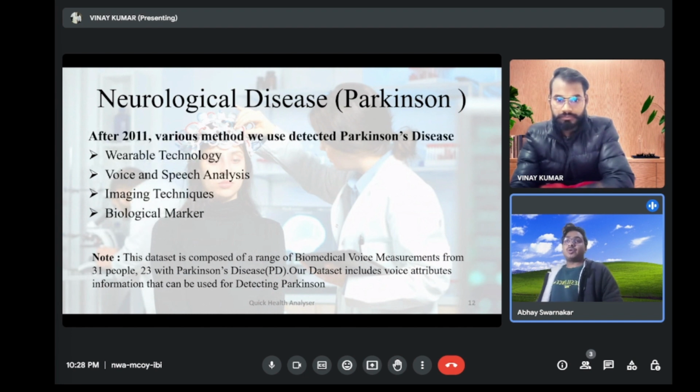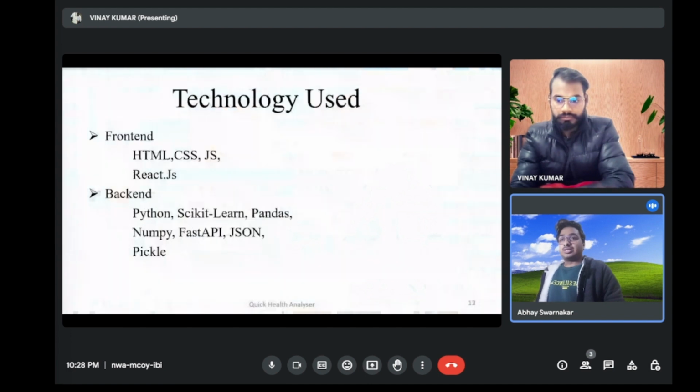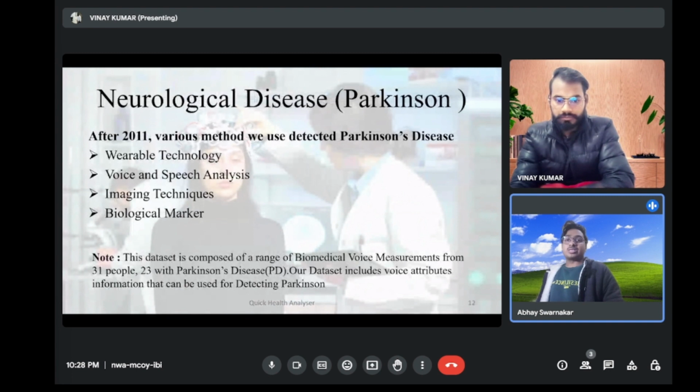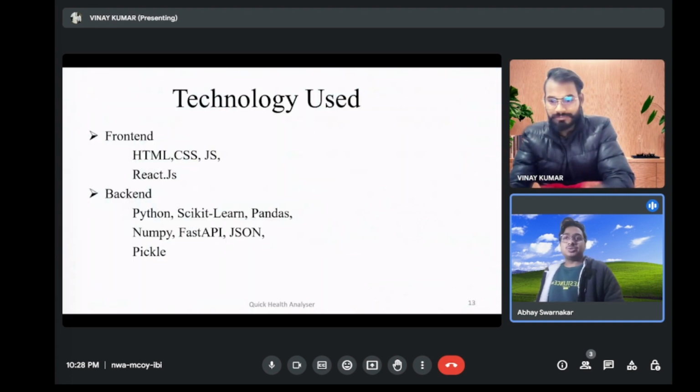After 2011, various methods were used to detect Parkinson's disease: first, wearable technology; second, voice and speech analysis; third, imaging techniques; fourth, biological markers. These datasets comprise biological measurements using voice, vocal, and speech analysis. Technology used: front end is HTML, CSS, JavaScript, and React.js. Backend is Python, Scikit-learn, Pandas, NumPy, FastAPI, JSON, and Pickle.